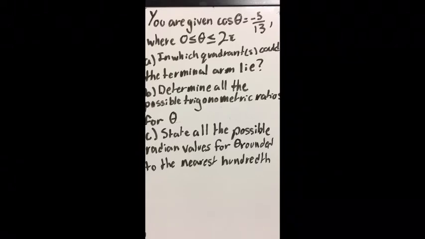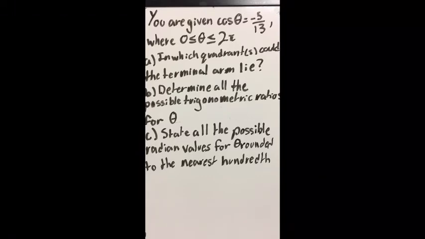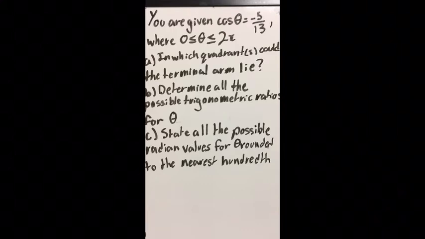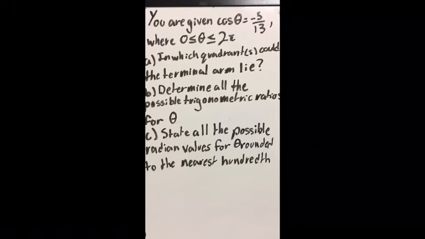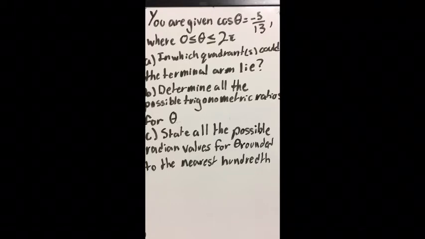You are given cos of theta is equal to negative 5 over 13, where 0 is less than or equal to theta, which is less than or equal to 2 pi. In which quadrants could the terminal arm lie? Determine all the possible trigonometric ratios for theta, and state all the possible radian values for theta rounded to the nearest hundredth.